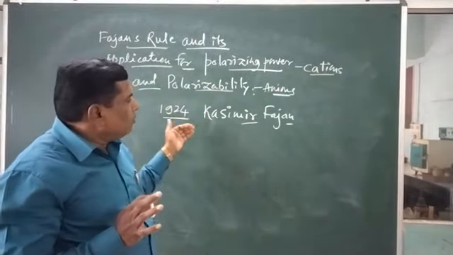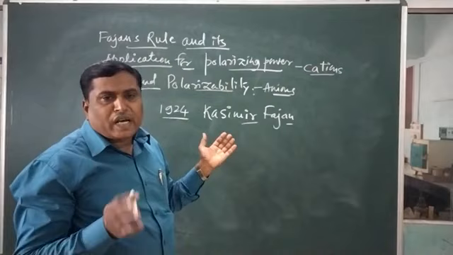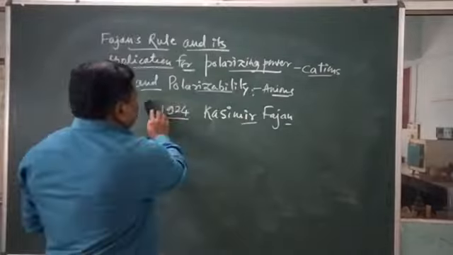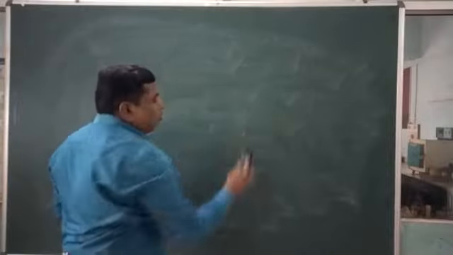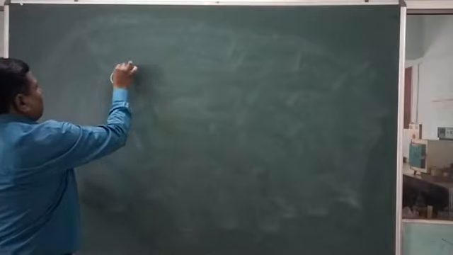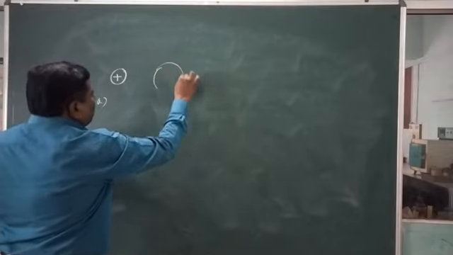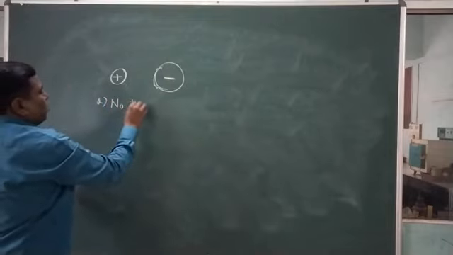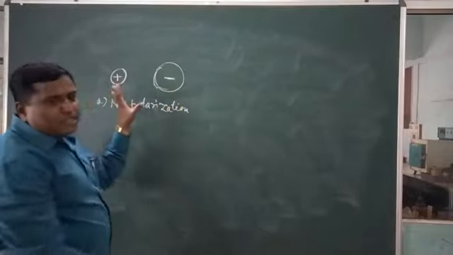It can be explained in the form of polarizability, how polarization takes place in the cations and anions. Three steps can explain the polarization of cations and anions. First, the cation possesses small size and the anion possesses large size. In the first figure, no polarization takes place.